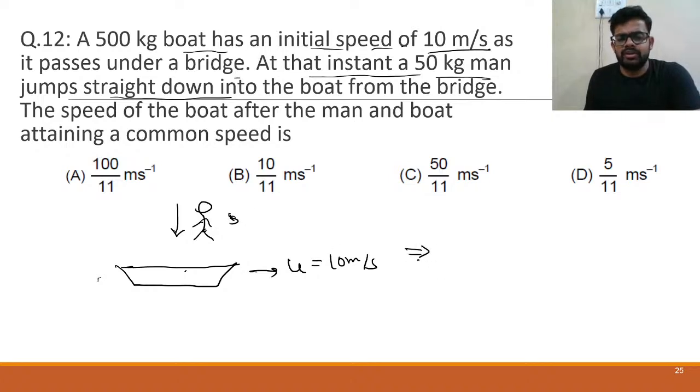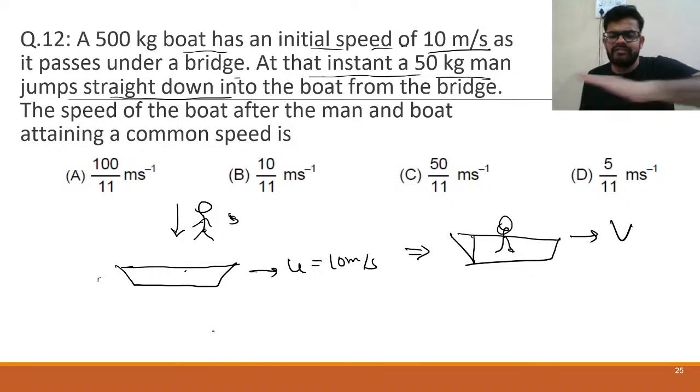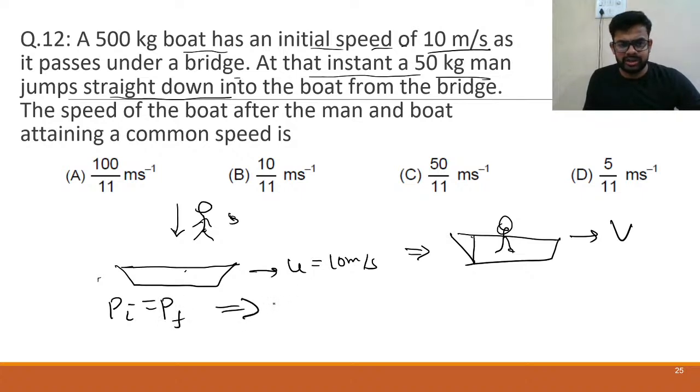So now what will happen? Both will be one system, and now the speed will change. It will become some v. Simply, the man is jumping from the top direction, so it will not affect the horizontal direction, but the speed will change. Why? Because the mass of the system is changing. Karan is saying this is option C. Okay, let's see. Directly I will say initial momentum will be equal to final momentum. What is the initial momentum of the system? Initial mass of the system is 500 into initial velocity of the system 10. That will be equal to final.